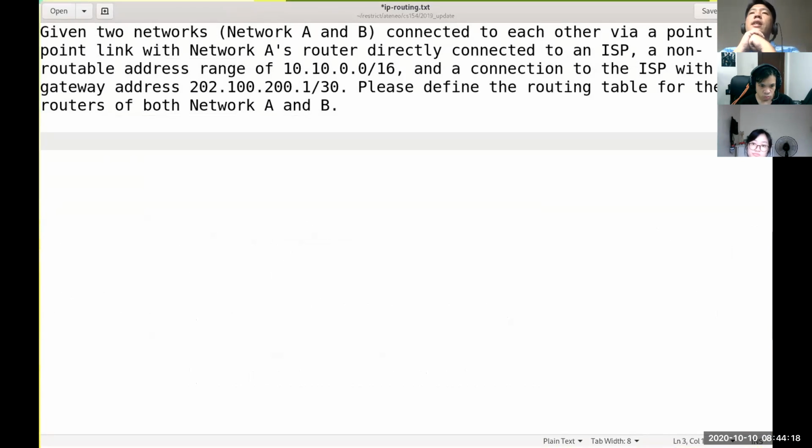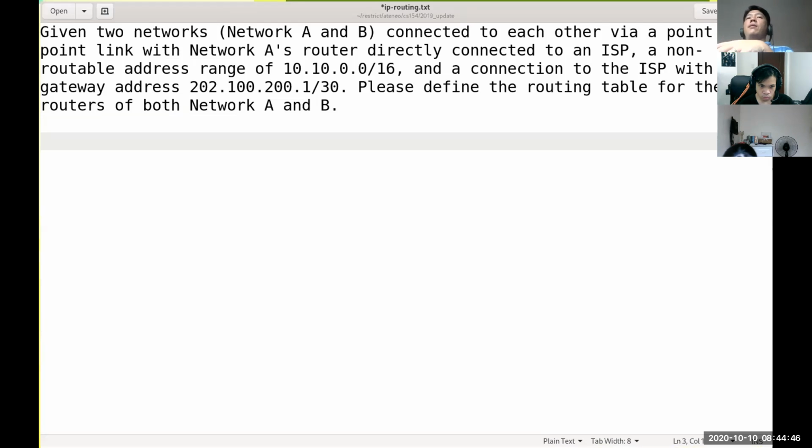Given two networks, network A and B. So let's keep it simple. We only have two networks connected to each other via a point-to-point network link, with network A's router connected to the ISP and a non-routable address range of 10.10.0.0/16, and a connection to the ISP with gateway address 202.100.200.1/30. Define the routing table for both routers A and B.